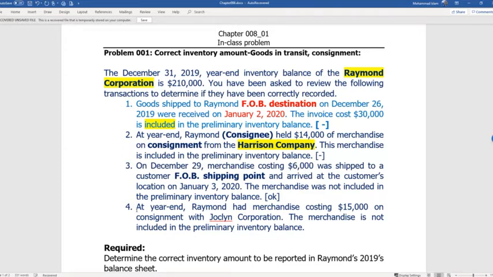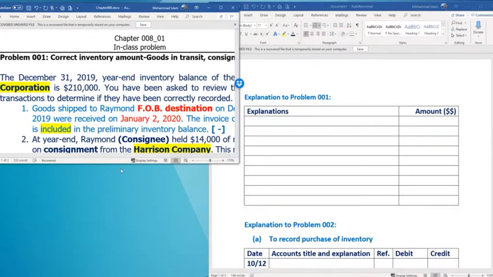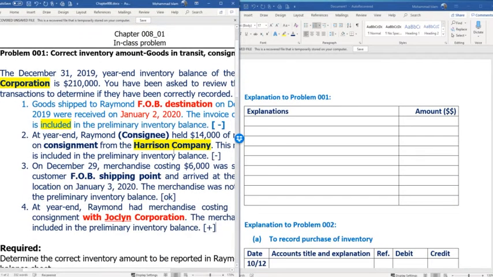And the final one. At the year end, Raymond had merchandise costing 15,000 on consignment with Jacqueline Corporation. In this case, Raymond is the consignor, so the 15,000 of goods is owned by Raymond. The merchandise is not included in the preliminary inventory balance. So we should add this one. Okay, we should be fine. So let's solve this one. Let's solve the problem.